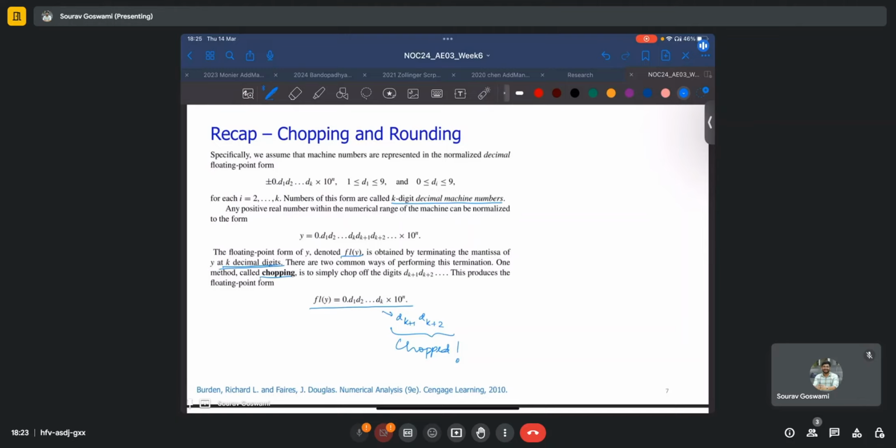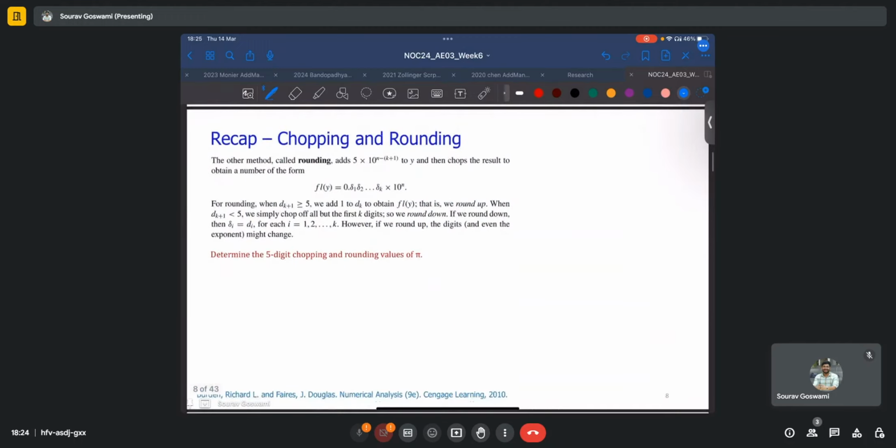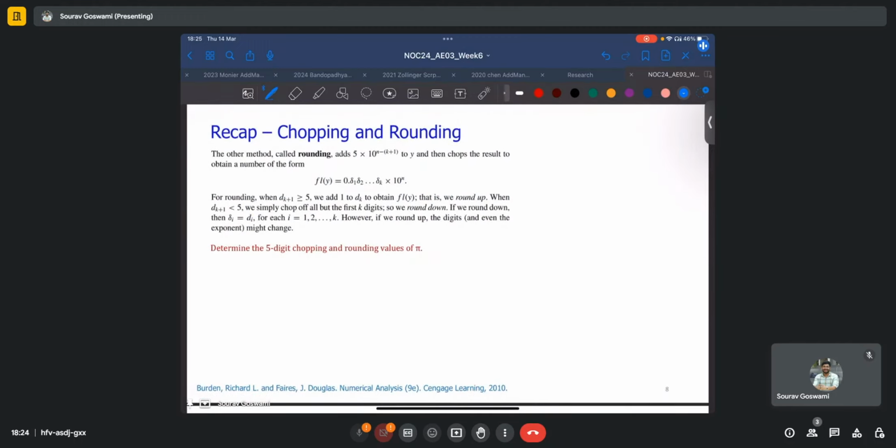So d_(k+1) might have been even 9, and usually in rounding off, that would have implied that we increase the previous digit by 1. But when you're chopping, you do not really look at the subsequent digits. The other method, which is rounding, adds 5 times 10 to the power n minus k minus 1 to y, and then chops the result to obtain a number.